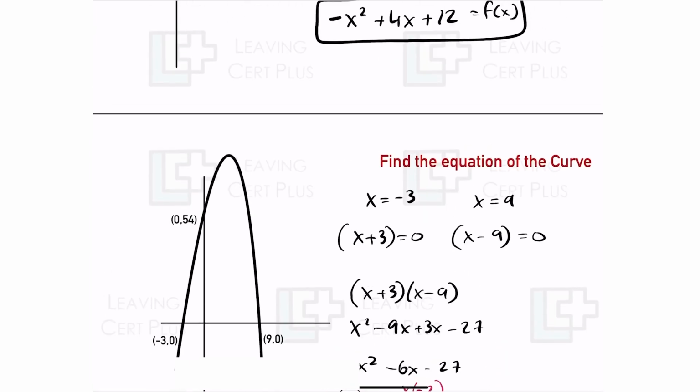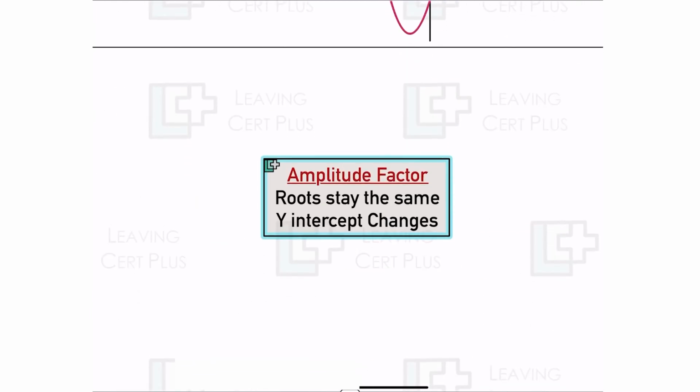And that concludes this lesson on amplitude factors. The key take home is that the amplitude factor doesn't change the roots, they stay the same, but the y-intercept is going to change.